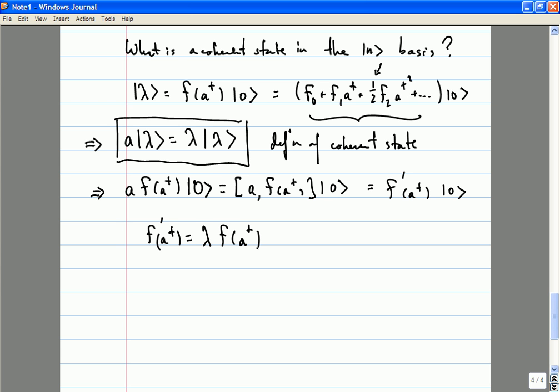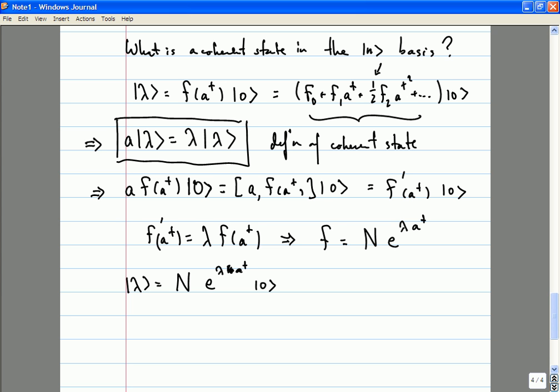Now, that's an easy enough equation to solve. It just tells us that f is equal to some constant times e to the lambda a dagger. So that the coherent state lambda is some normalization constant times e to the lambda a dagger, acting on the ground state.